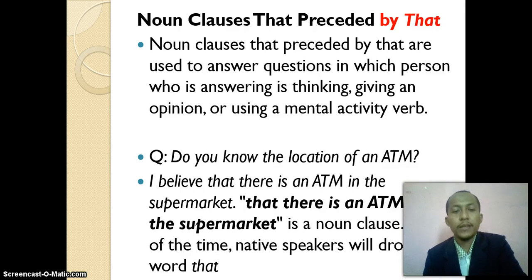So after that, I believe that there is an ATM in the supermarket. In my opinion, that mobile phone is not good. If you give an opinion, and maybe using "I think that", city is not good for Azril, for example. So you can give other examples.